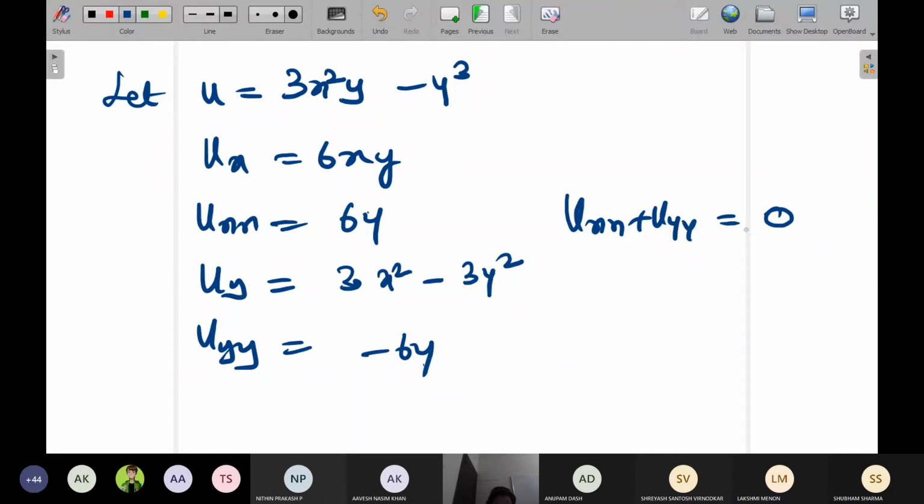Now you understood the harmonicity, how to prove that harmonicity. Sometimes they will give you u and ask you to find even the harmonic conjugate. That I'll teach you along with the construction of analytic functions. That is your next topic.